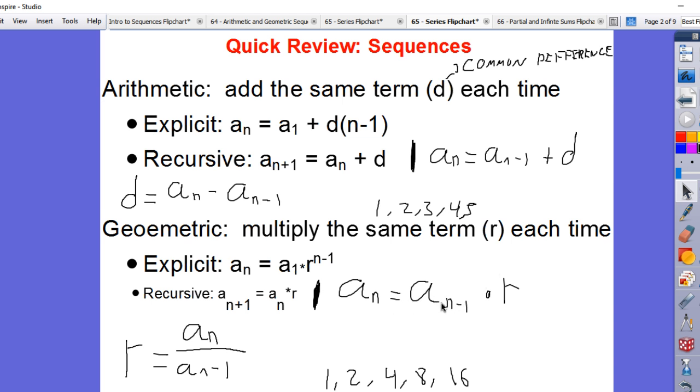AN is equal to AN minus 1 times R, so a current term is equal to the previous term times R. So the current term 8 is equal to the previous term 4 times R, which is 2. So A is equal to 4 times 2. The current term, let's look at 3. The current term 3 is equal to the previous term 2 plus our common difference 1. So 3 is equal to 2 plus 1.